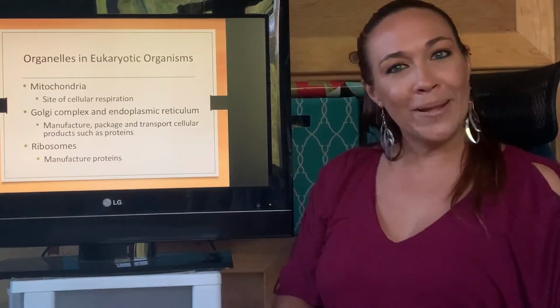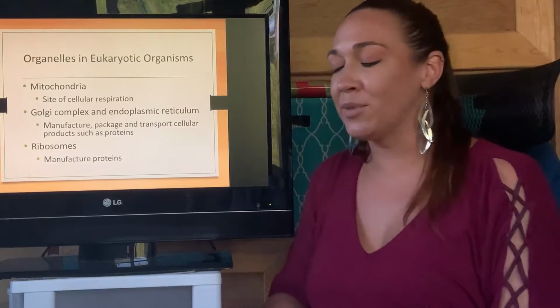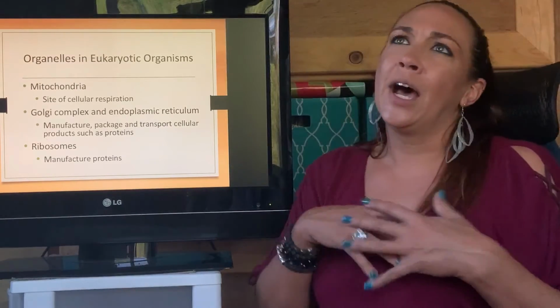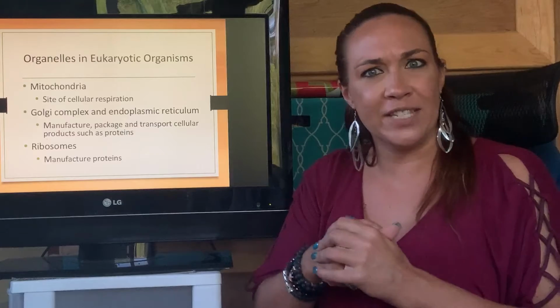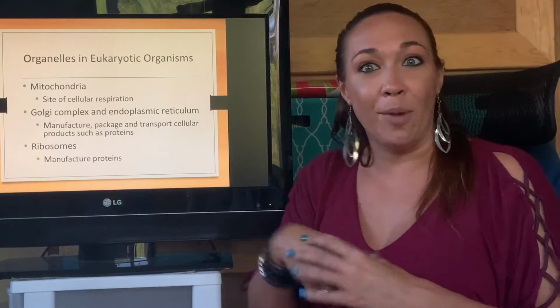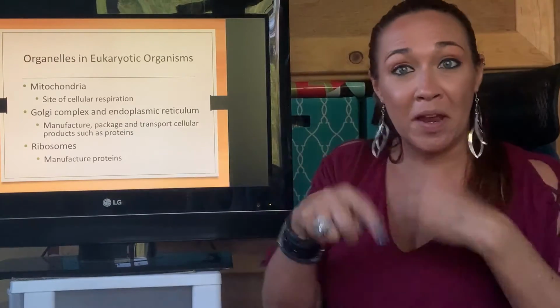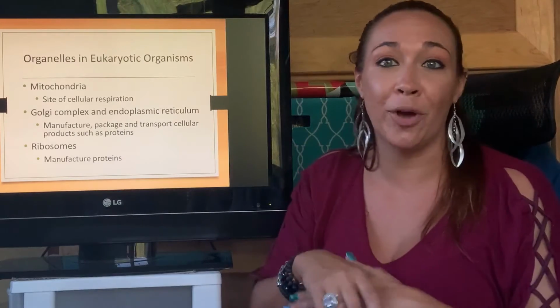The Golgi complex, or Golgi body as it's sometimes called, is essentially kind of like a packaging facility. So you can almost think of Amazon. Products are coming in and getting shipped out. So they come in, they get repackaged, and then they get shipped out where they need to go.